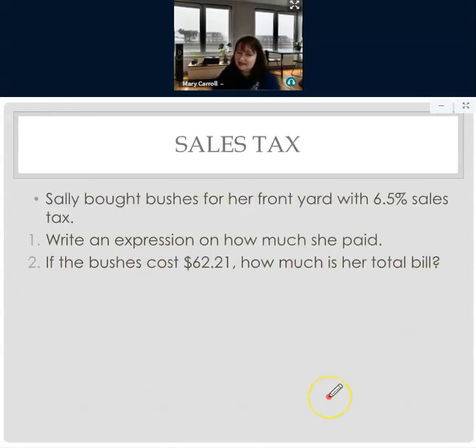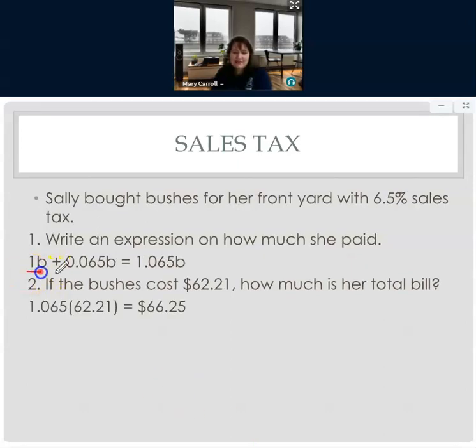Alrighty, sales tax. Sally bought bushes for her front yard with a 6.5% sales tax. Write an expression on how much she paid, and if the bushes cost $62.21, how much was her bill? Pause the video. Hopefully you're getting this.